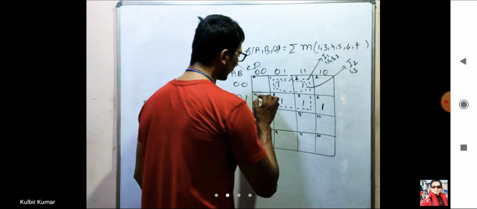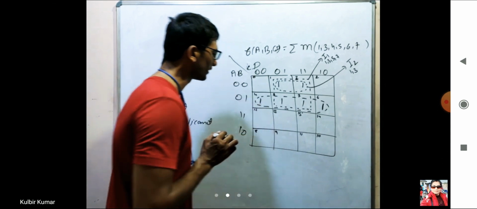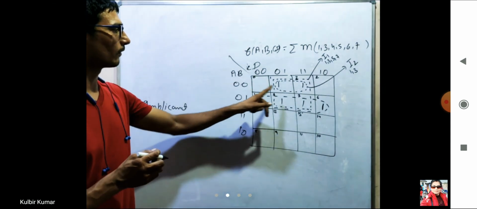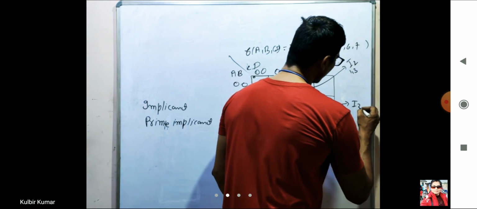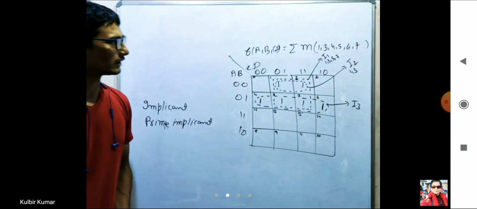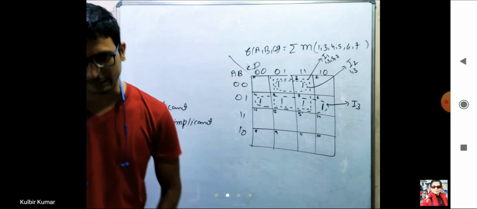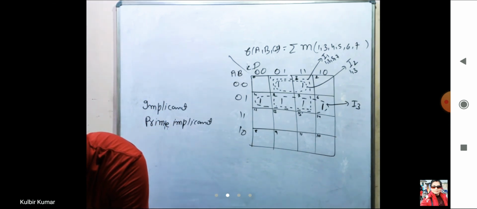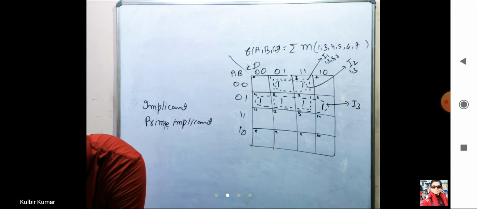So there might be one more pair. Let us see. What did we do here? Which cells have the 4 ones? 4, 5, 6 and 7. So you can think of it as implicant I3. So can we say I3 is a proper subset of I1 or I1 is a proper subset of I3? Is there any such relation between the two?